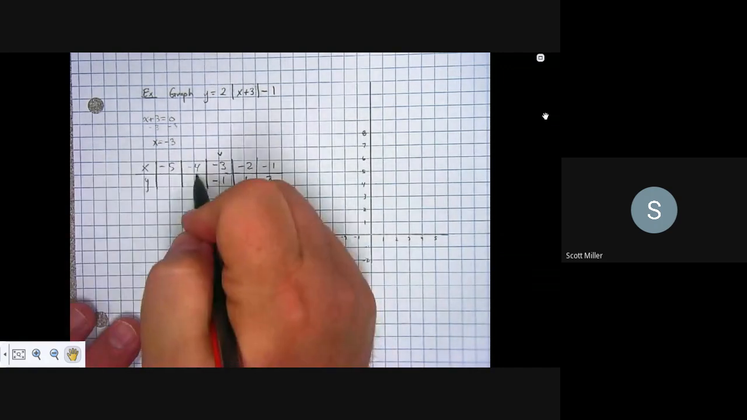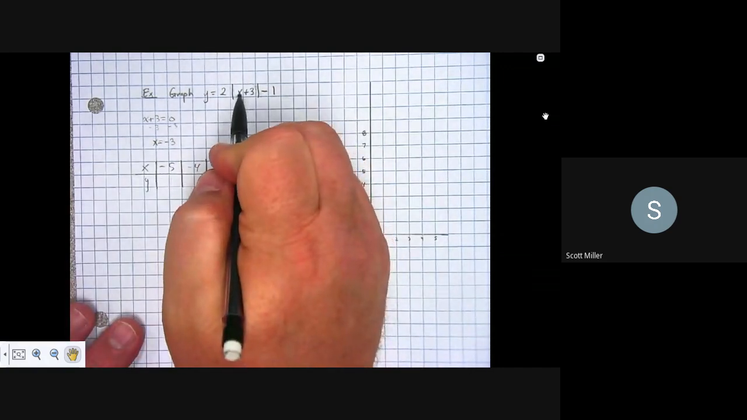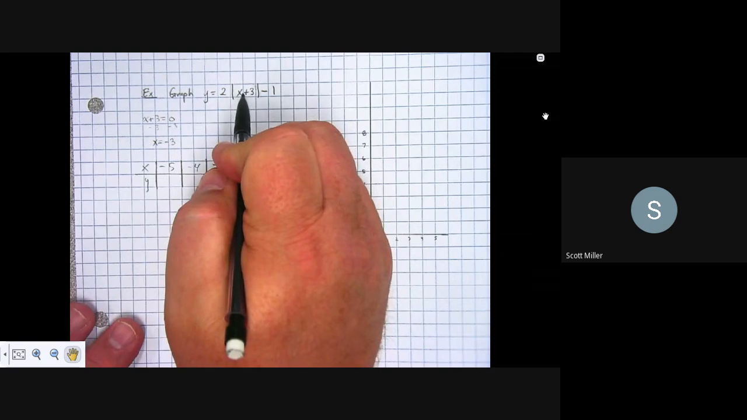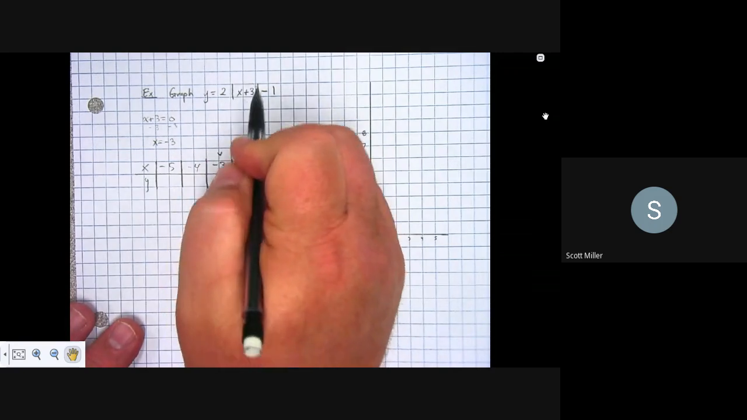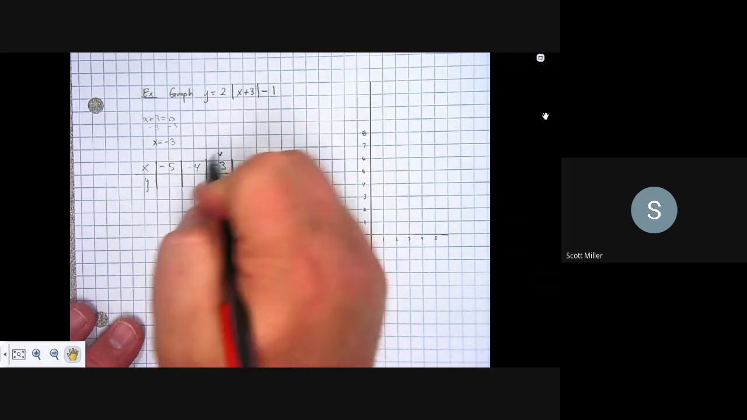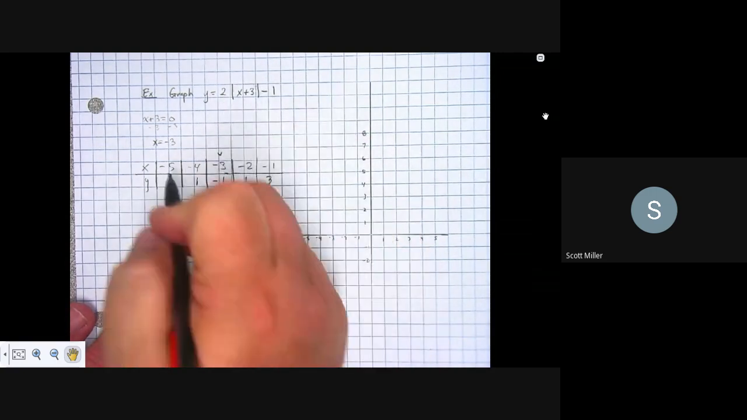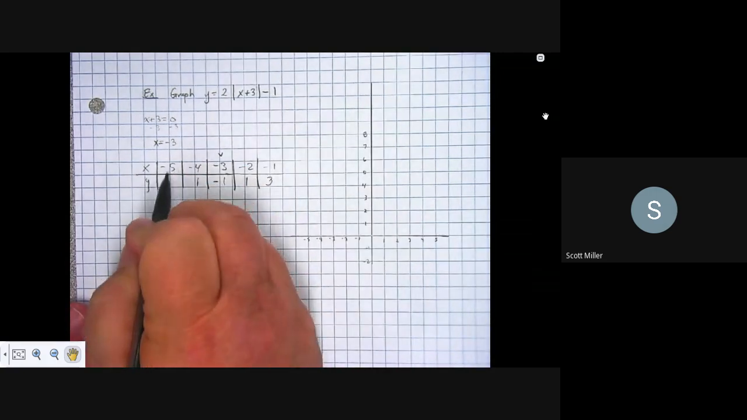And let's look at the -4. You'll notice on the -4, -4 plus 3 is -1. The absolute value of -1 is 1. 1 times 2 is 2. 2 minus 1 is 1. You'll notice that we're going to see this right here. We kind of predict this right here to be a 3.